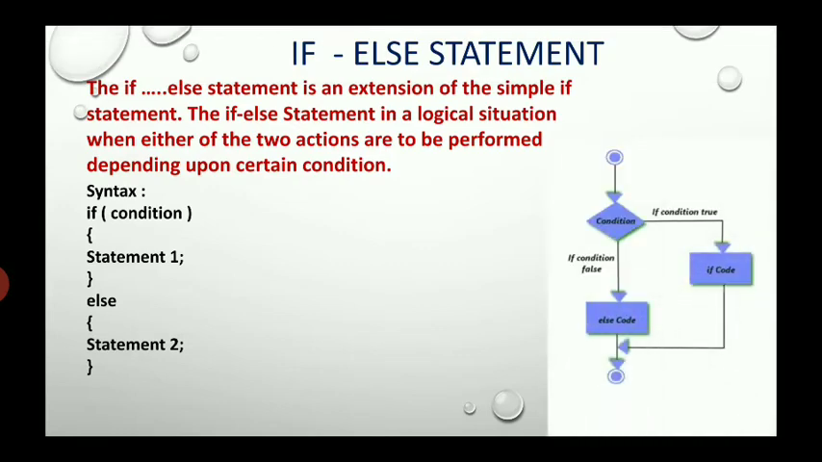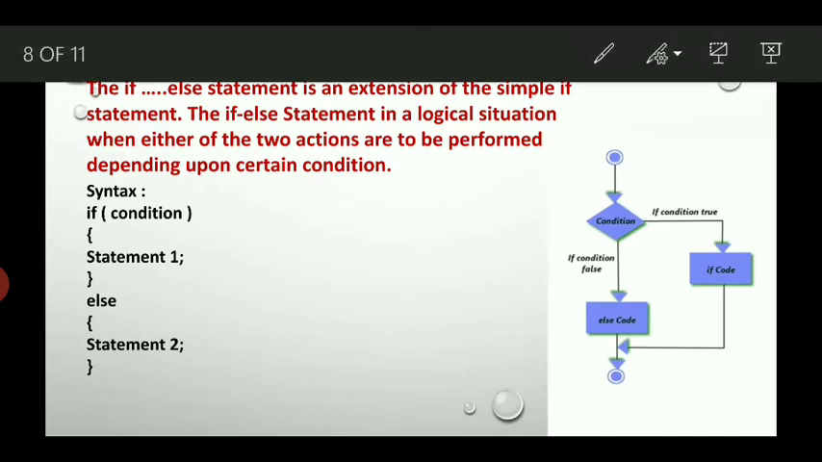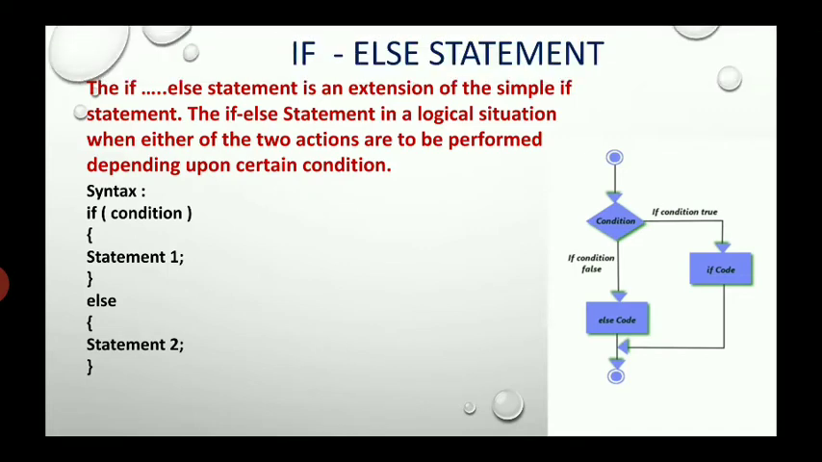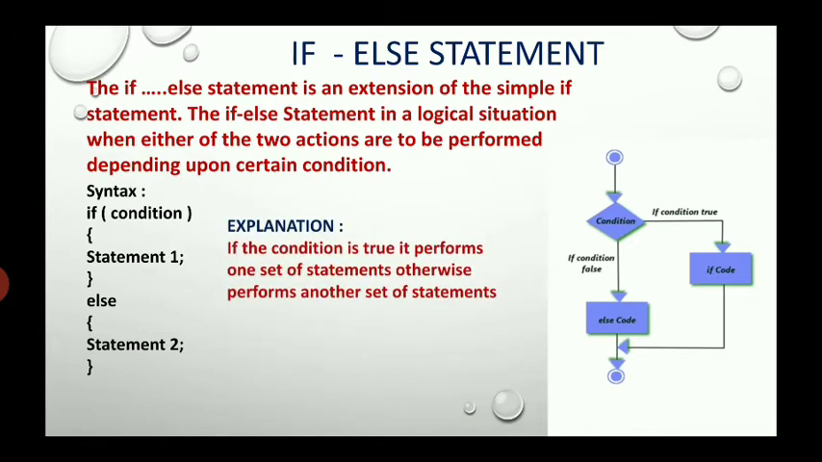Now you see the given flow chart. In the given flow chart, if the condition is satisfied or if the condition is true, it performs one set of statements. Which statement? The if code will be displayed. And if the condition is not satisfied, then it will display the else code. I hope everybody understood this.